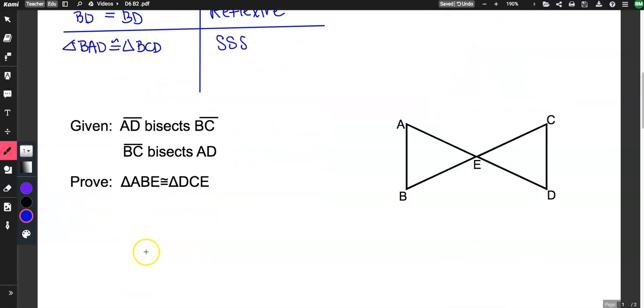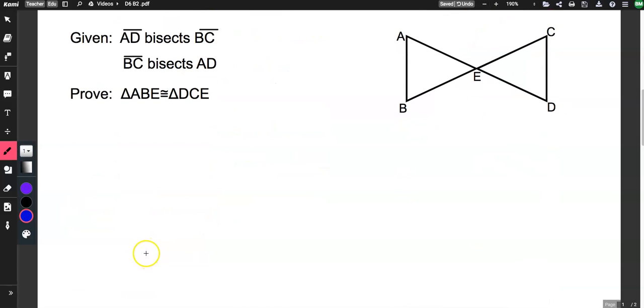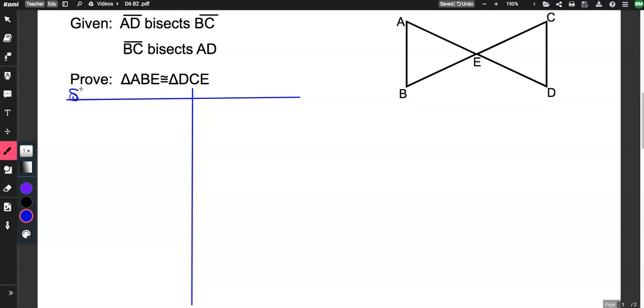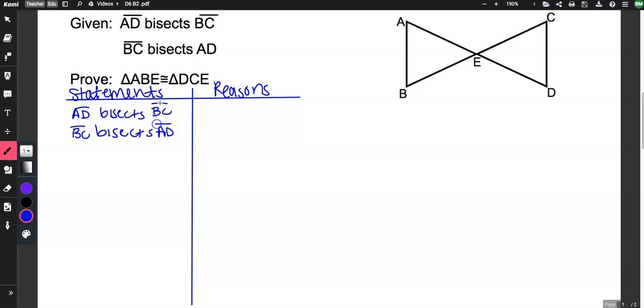Let's look at another one. All right, so again, we're writing a proof, so I'm going to start by making my T-chart. So here I have statements, and then reasons. Always going to start with that given information, so I know AD bisects BC, and BC bisects AD, and that's given.